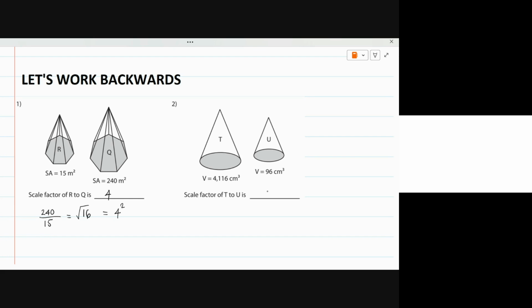Okay, let's talk about this one over here. Over here, I've got the volume of the bigger shape and the volume of the smaller shape. So I know I'm going to take 4116 divided by 96. What answer are we going to get there? It's an ugly answer, I'll tell you that.